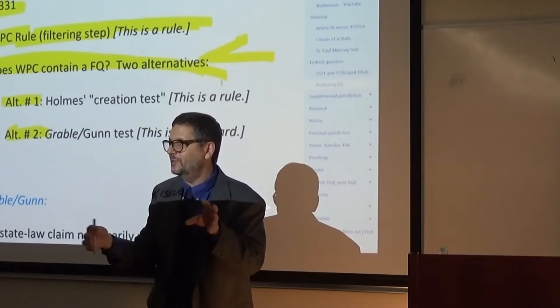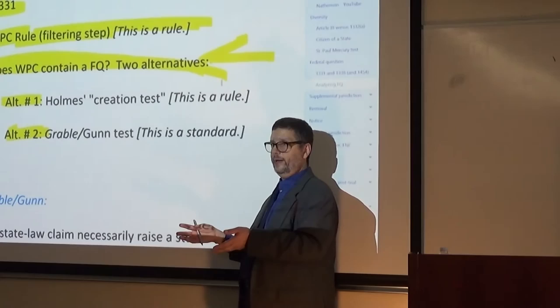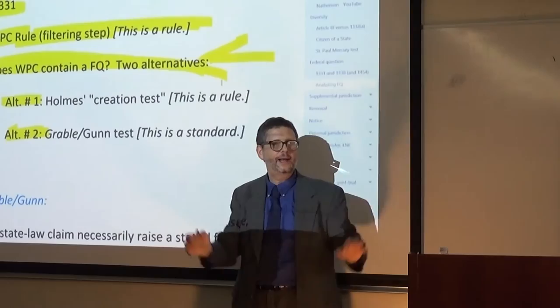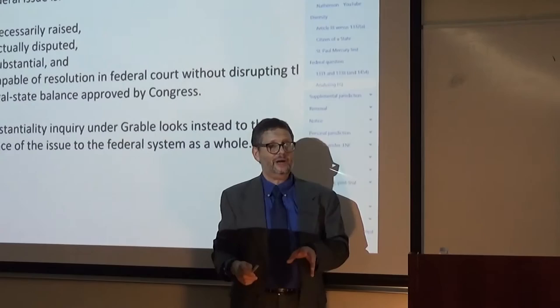So in Merrell Dow, the plaintiff was alleging, hey, negligence per se, and the breach was the failure to abide by a federal labeling standard. Okay? So there was a state law cause of action with some federal law embedded within it, right? And the Gunn test addresses when that federal ingredient is enough to satisfy federal question jurisdiction. It's a very hard standard to meet.